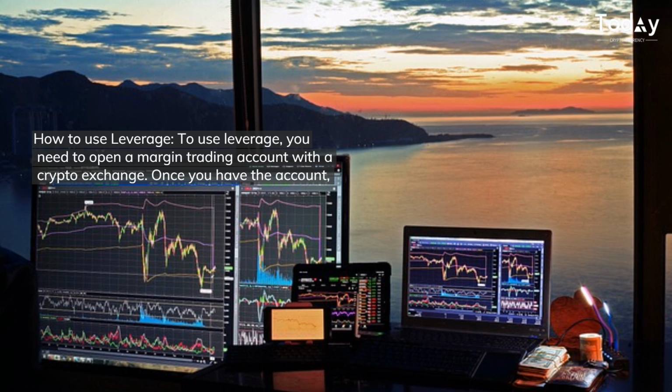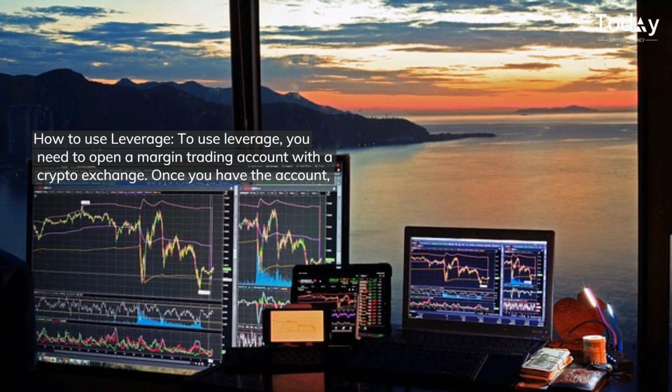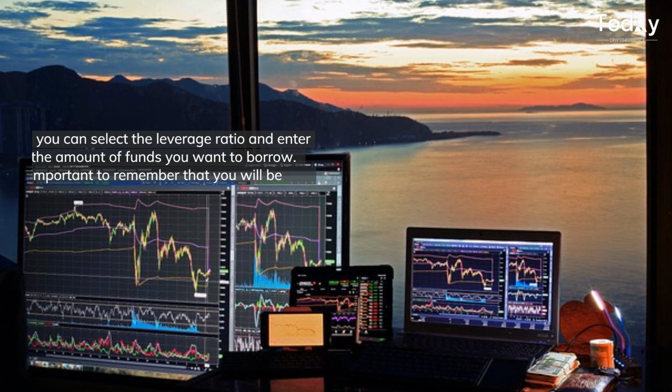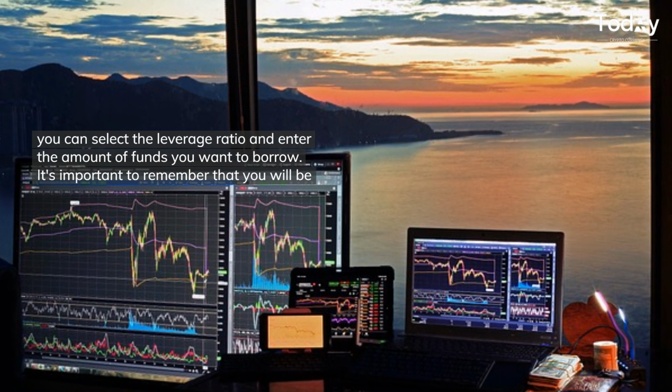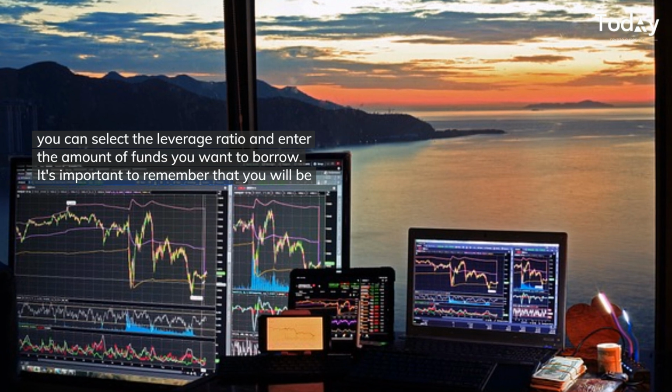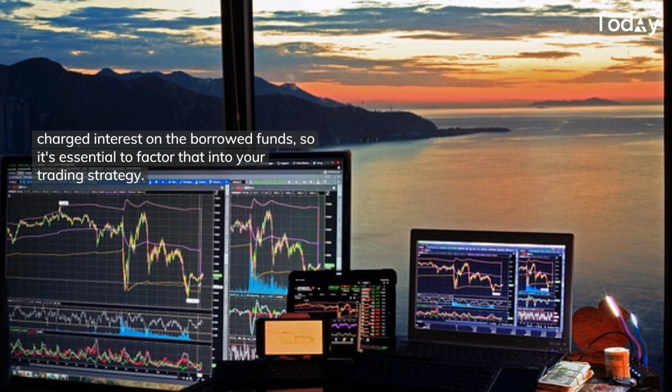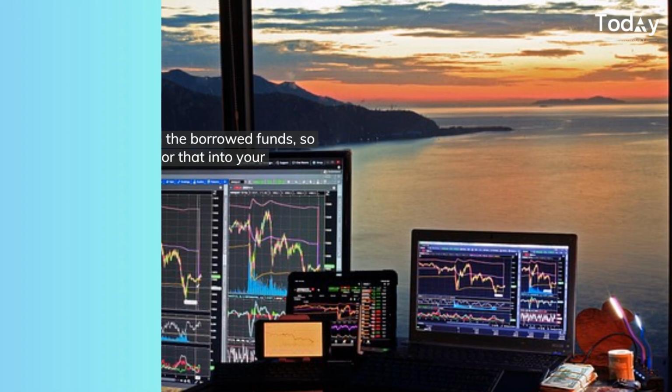How to use leverage? To use leverage, you need to open a margin trading account with a crypto exchange. Once you have the account, you can select the leverage ratio and enter the amount of funds you want to borrow. It's important to remember that you will be charged interest on the borrowed funds, so it's essential to factor that into your trading strategy.